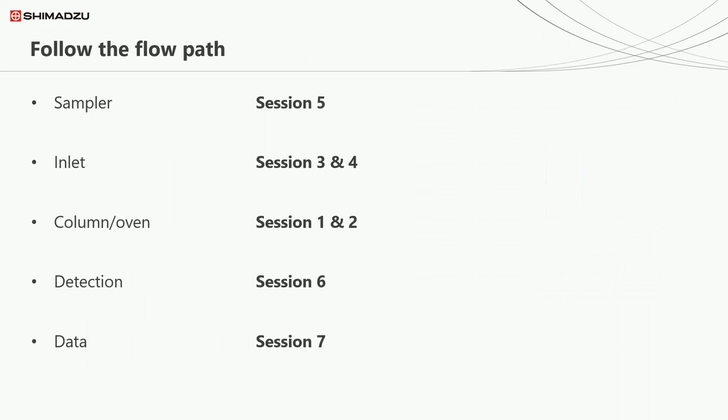When planning, follow the flow path you're going to take. Based on the questions you've answered about the sample and the analytes of interest, you should already have a pretty good idea of which detector you'll need and which column is going to be most suitable. And from doing some research in literature, you should also have an idea of which sample introduction technique and inlet to use. If you're unsure about any of these choices, go back to one of the previous sessions to explore in more detail.